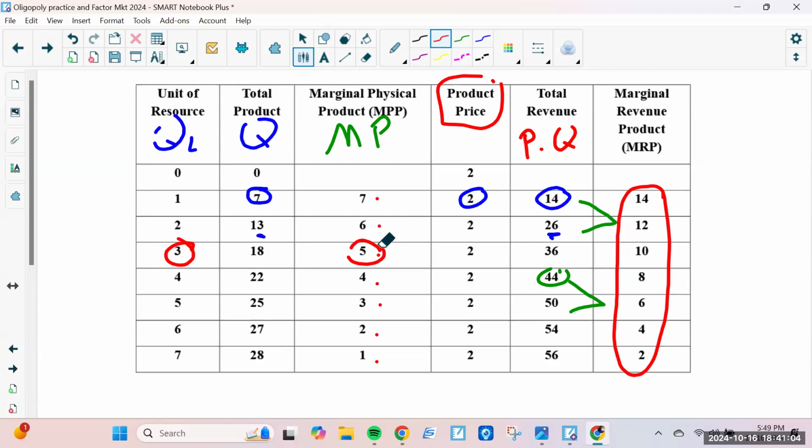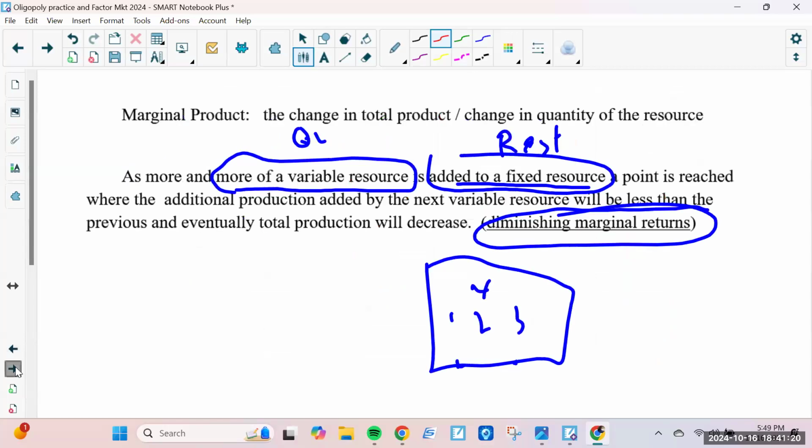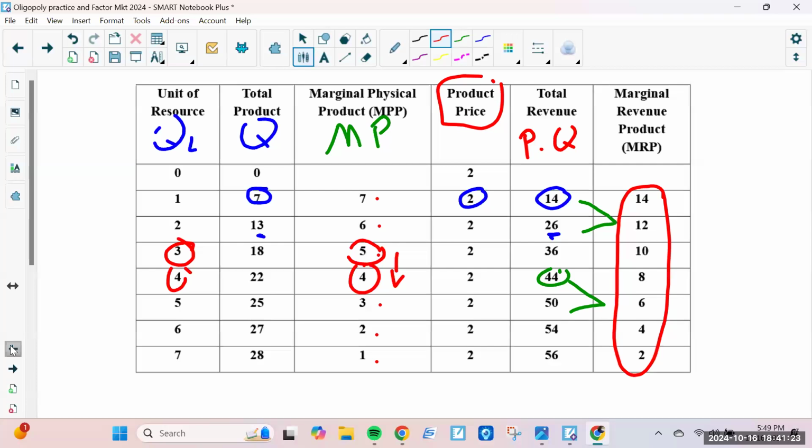The 4th worker can only give me 4 additional units of production. That's diminishing marginal product. It has nothing to do with the 4th worker being worse than the 3rd worker. It has to do with the fact that you're adding that 4th worker to a fixed resource. We defined that already, the law of diminishing marginal returns here. And because of that, your marginal product also goes down like this.